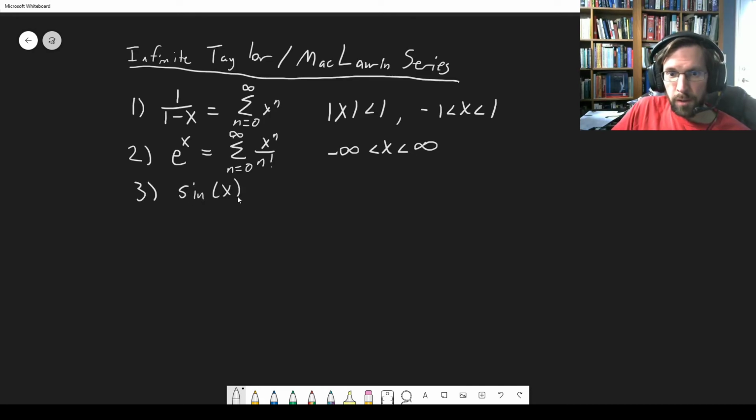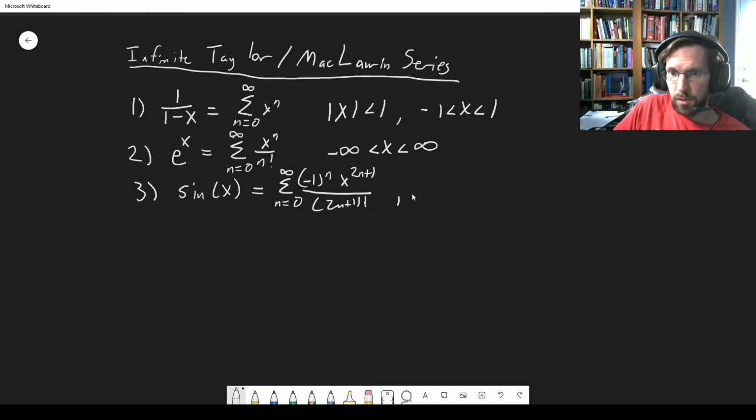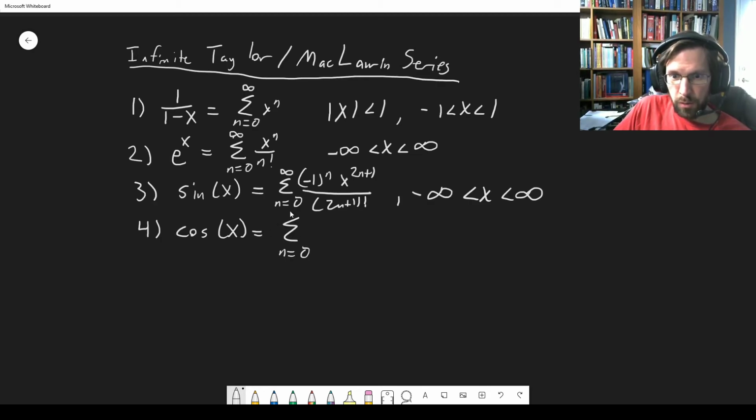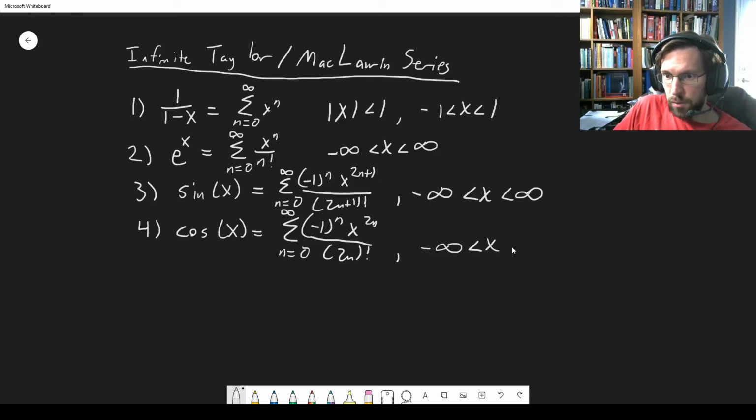You should know the Taylor series or Maclaurin series for sine x, sum n equals 0 to infinity, negative 1 to the n, x to the 2n plus 1 all over 2n plus 1 factorial. This also has infinite radius of convergence. And cosine x, sum n equals 0 to infinity, negative 1 to the n, x to the 2n all over 2n factorial. Also infinite radius of convergence.